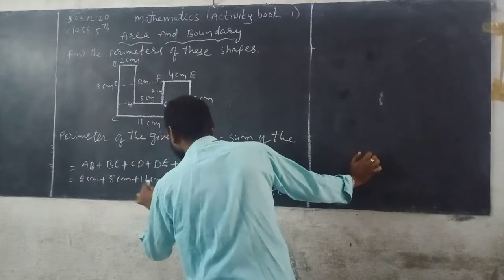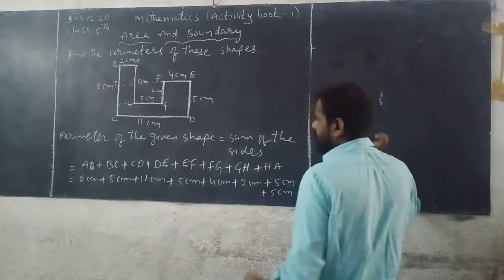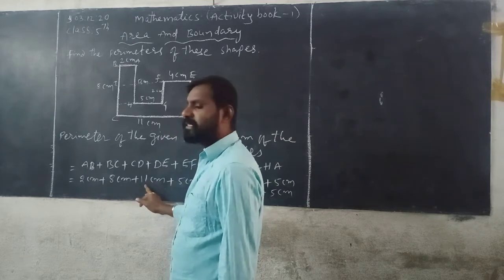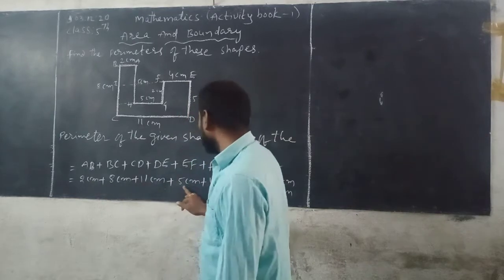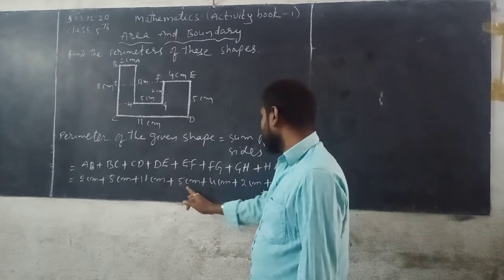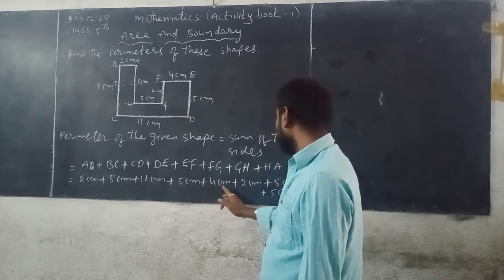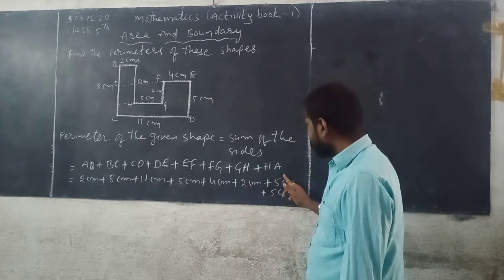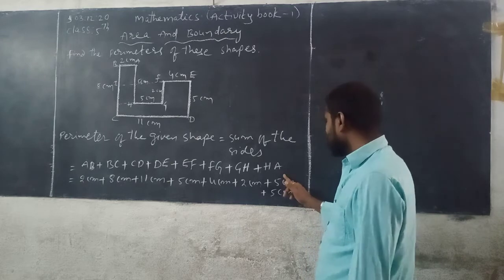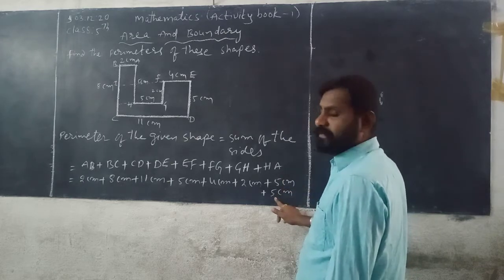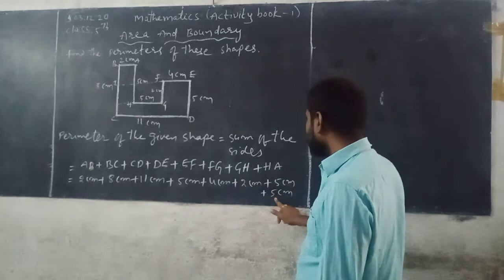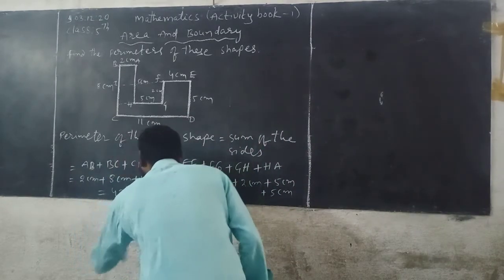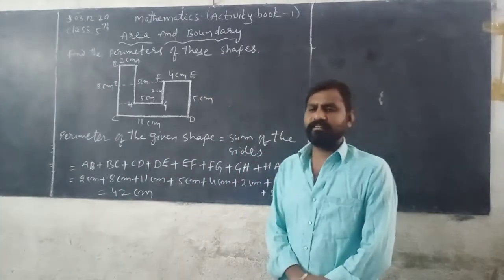See? 1, 2, 3, 4, 5, 6, 7, 8. Okay, right. 2 plus 8, 10. 10 plus 11, 21. 21 plus 5, 26. 26 plus 4, 30. 30 plus 2, 32. 32 plus 5, 37. 37 plus 5 is equal to 42. 42 centimeters. Write down everybody.